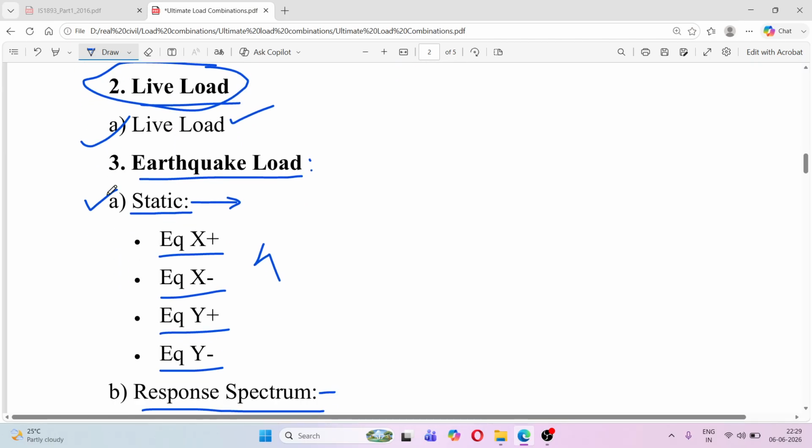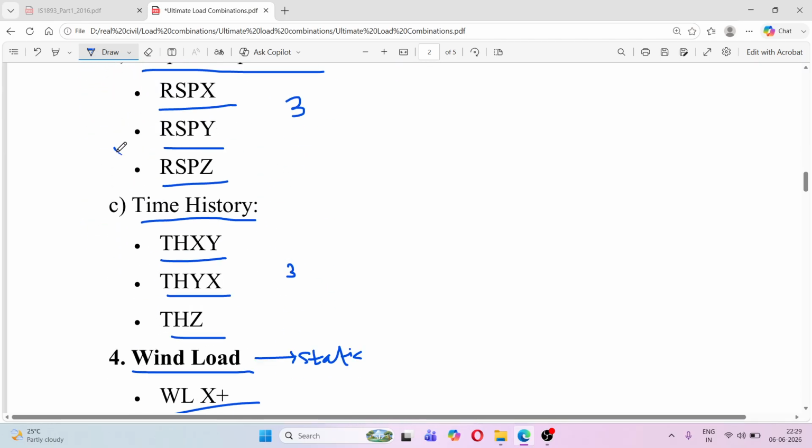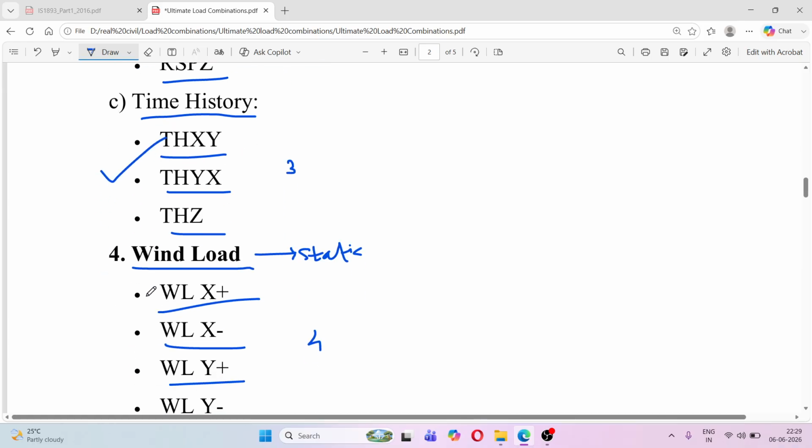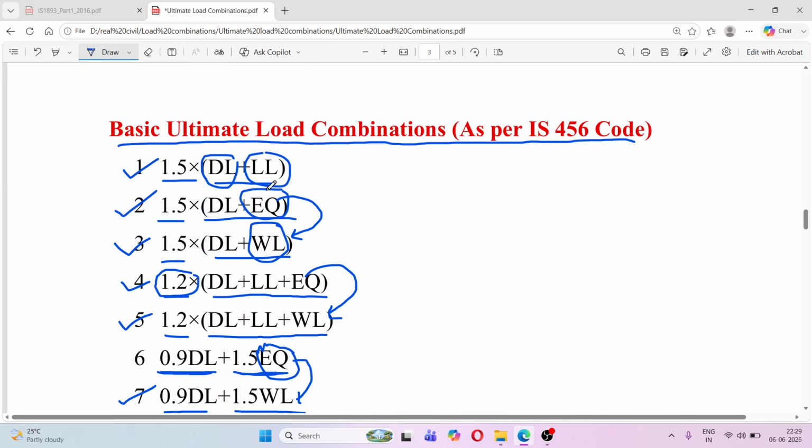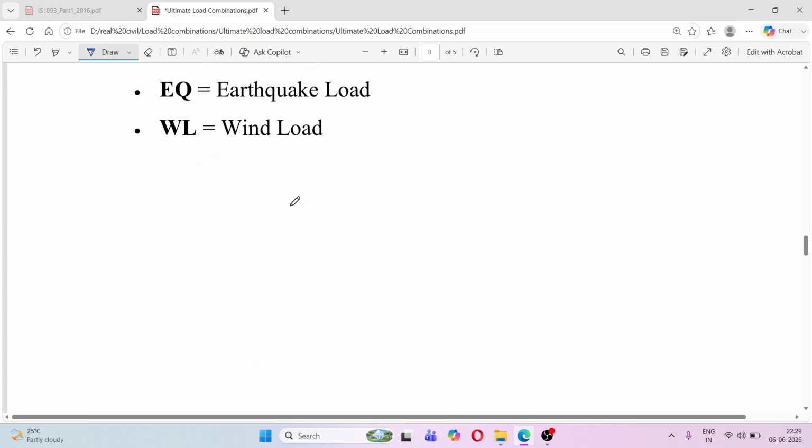Here you can see all these are sub cases. We have to include all these sub cases while forming our ultimate load combinations. Okay, let's begin. So just look at this case: 1.5 dead load plus live load, and second case, 1.5 dead load plus earthquake.